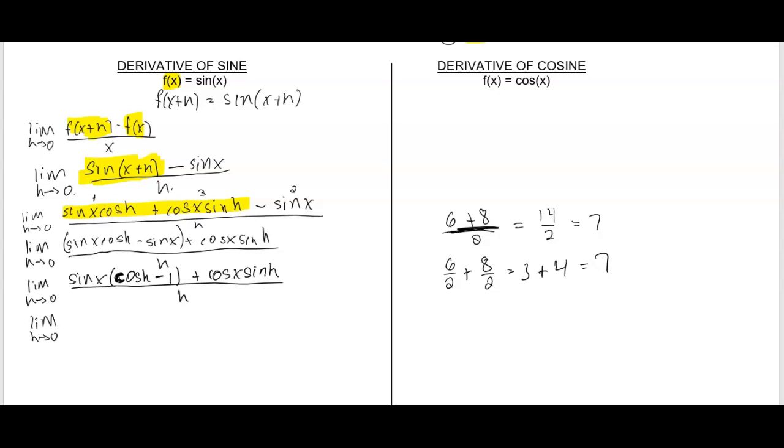So we're going to do the same thing over here. So here's our plus sign now. So we're going to take the left side of that addition sign, we're going to divide that by h, and then we're going to do plus the cosine of x, the sine of h, and we're going to divide that term by h.